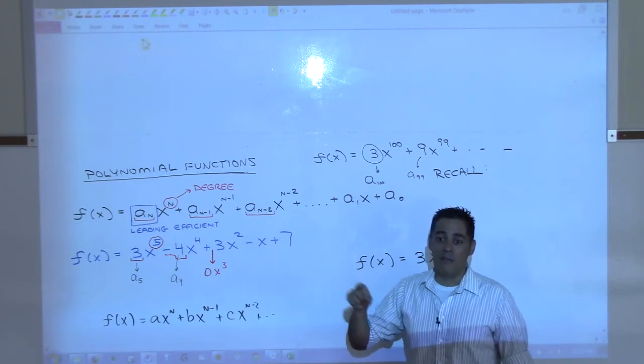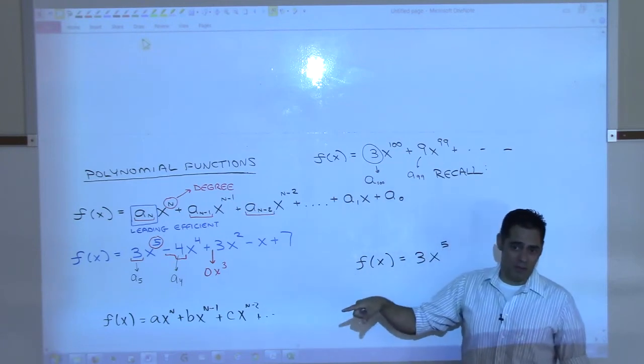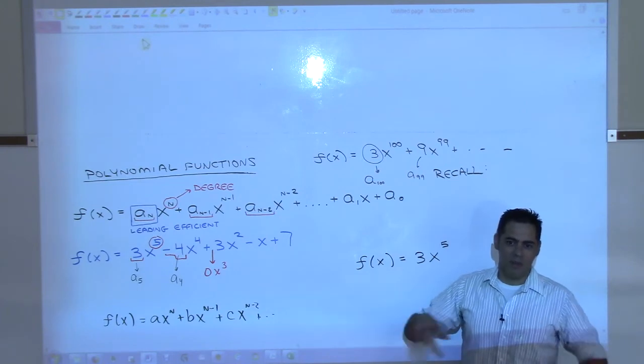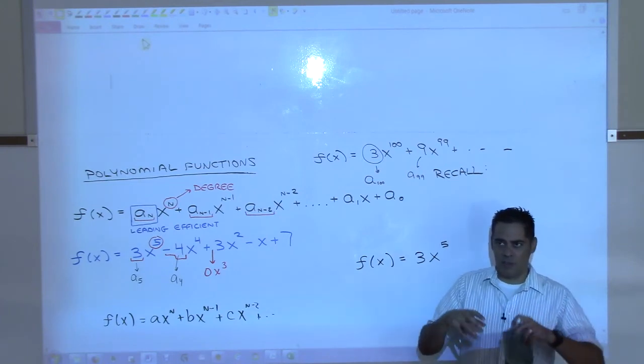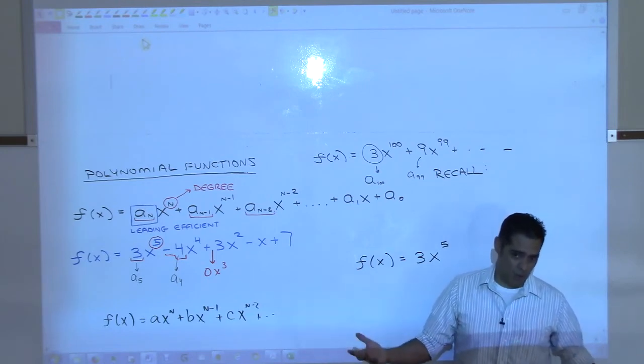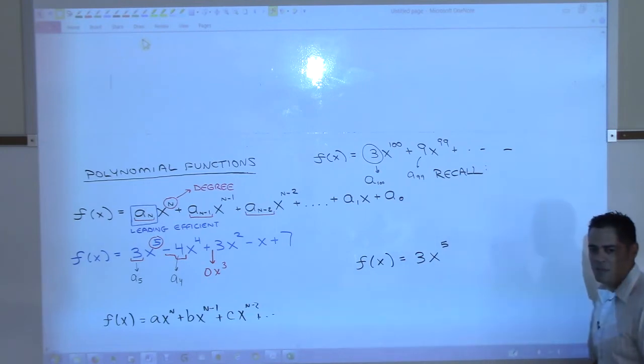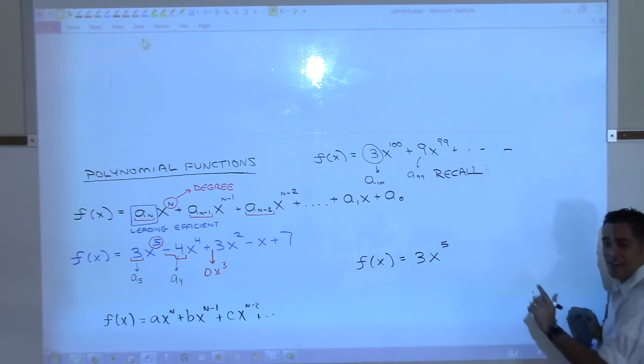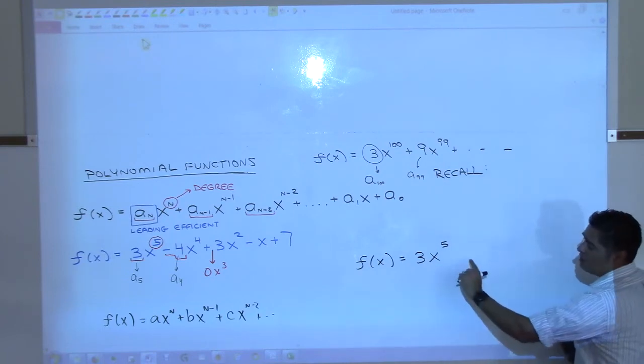Every line is a polynomial. So quadratics and lines actually belong to a bigger family of functions called polynomials. I'm not quite there yet; I was going to get there. Tell me what you want me to write down.